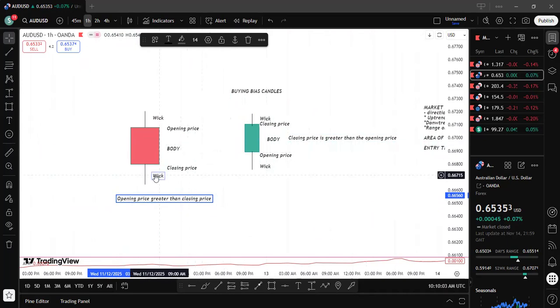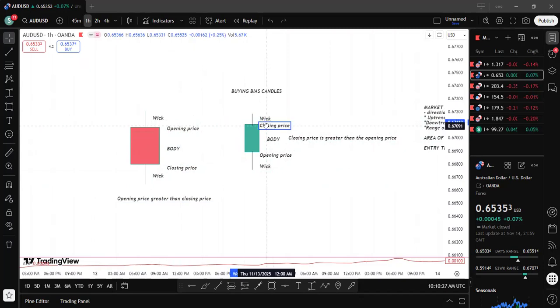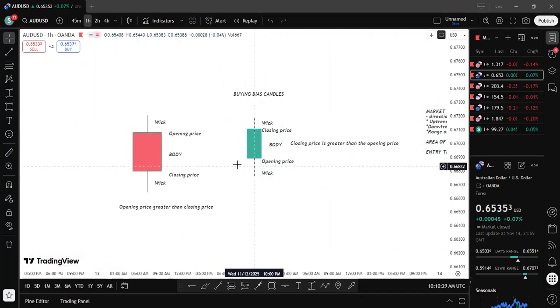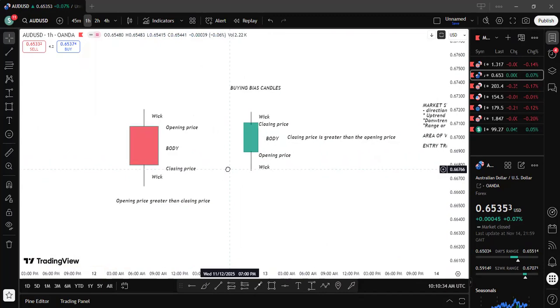And that's the wick. Take note of the wick. Whenever you see a line below or above the body of a candle, it is called a wick. And the colored part of the candle is called the body. If it's a bearish candle, the opening price is high above and the closing price is below. If it's a bullish candle, the closing price is above and the opening price is below. This is basically what candlesticks look like. I hope it makes sense.